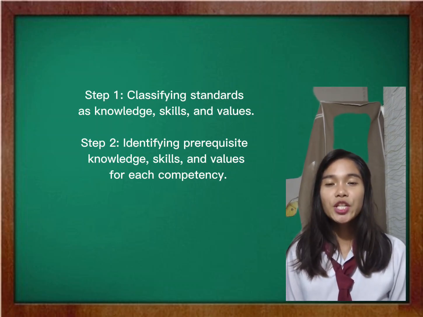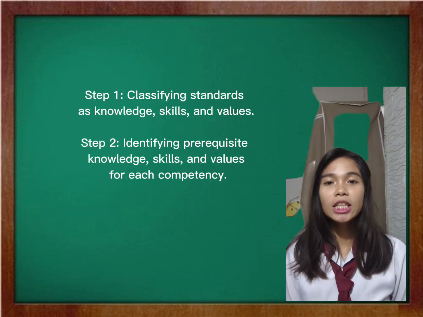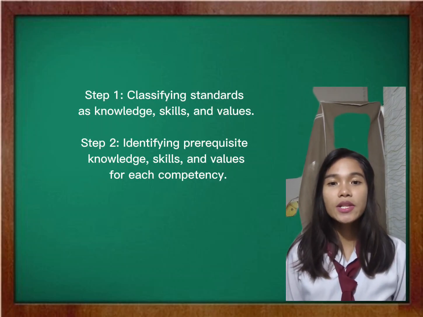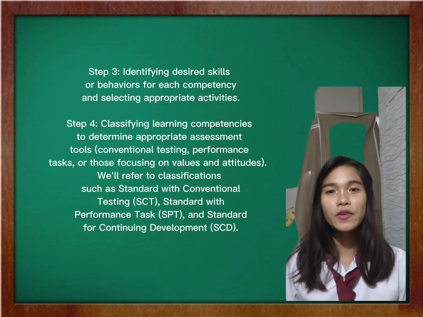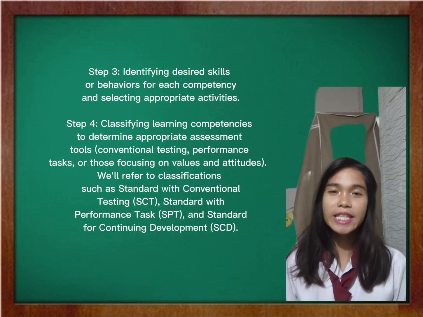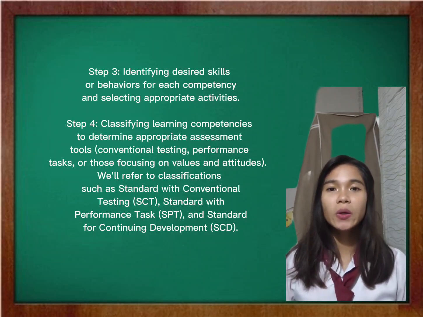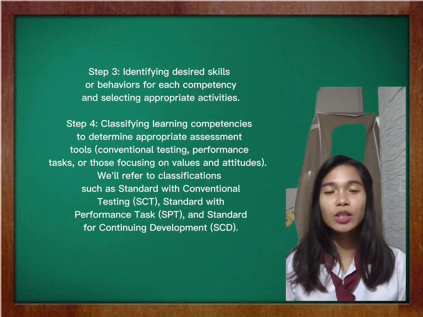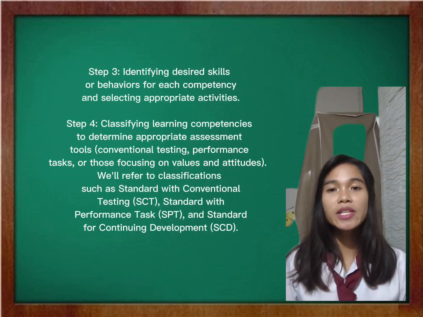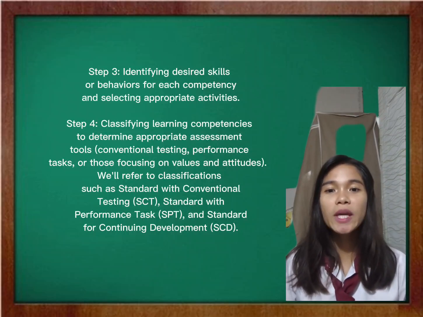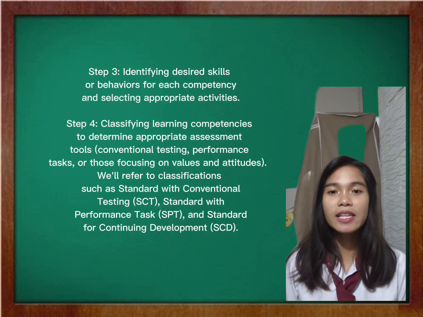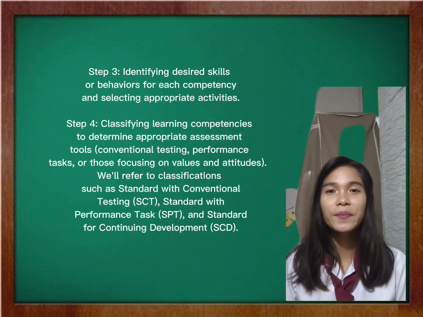For step 2, it is identifying prerequisite knowledge, skills, and values. So before we teach a new competency, we need to ask what the students should already know or be able to do to succeed in learning. Step 3 focuses on the desired skills or behaviors for each competency. Once we know the goal, we design appropriate activities that will help students develop those skills, whether it's analyzing data, drawing conclusions, or using statistics to make a decision.